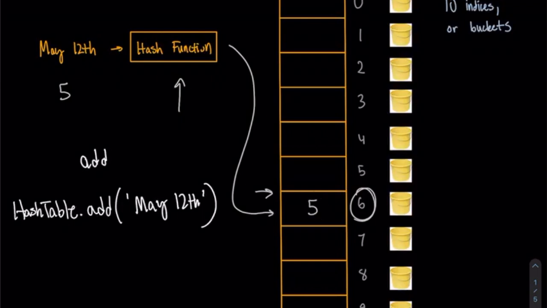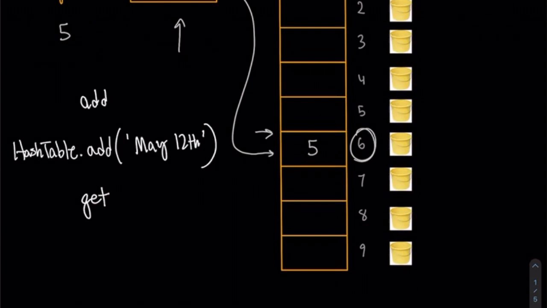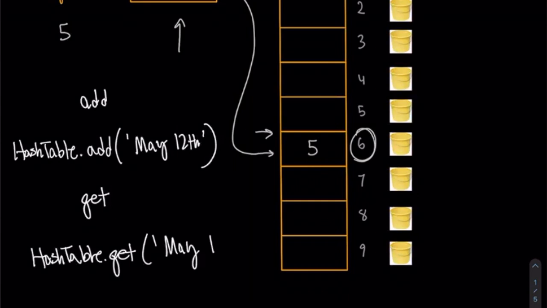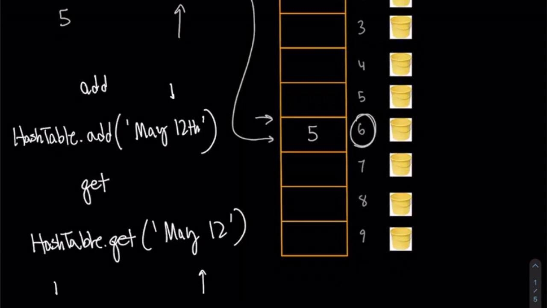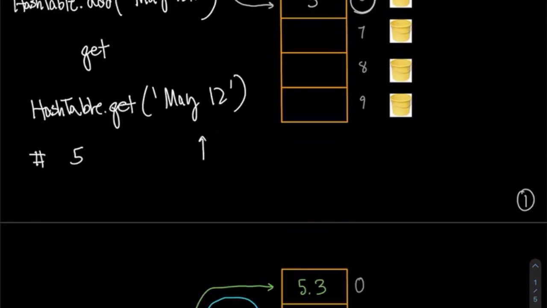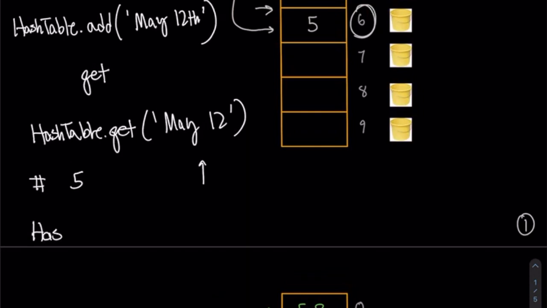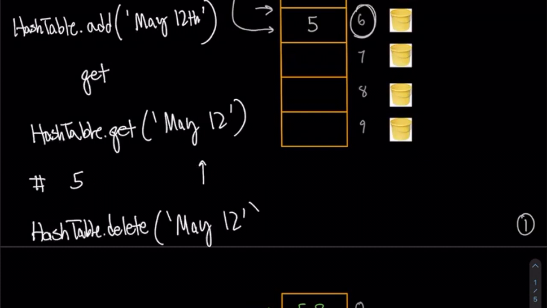We'll also be able to get, where we can do hashtable.get, and then we can specify which key we want to get the value for. And if we get May 12th and we've already added May 12th into our hash table, this will output 5. Finally, we're going to do hashtable.delete, and we can specify the key whose value we want to delete.